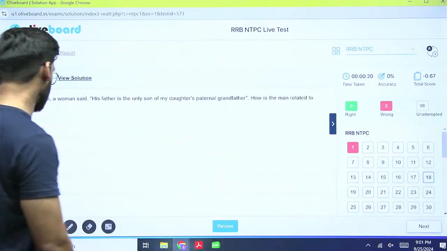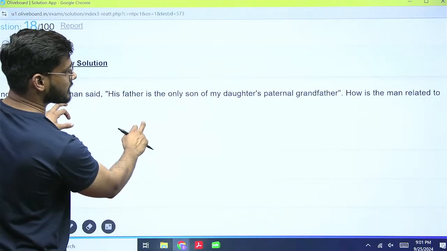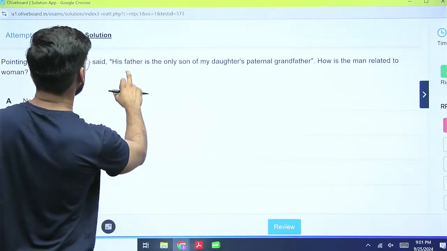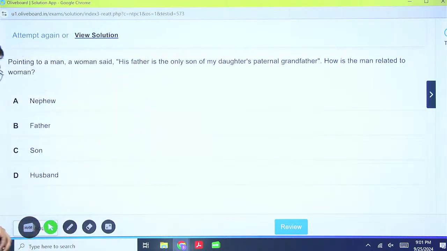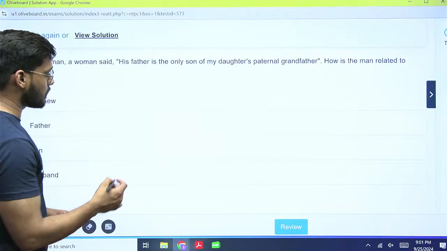Okay. So next question, the 18th one, of blood relation. The 18th question we have is from the blood relation chapter, and the topic of this question is pointing based blood relation. In the question it is said, pointing to a man, a woman said.